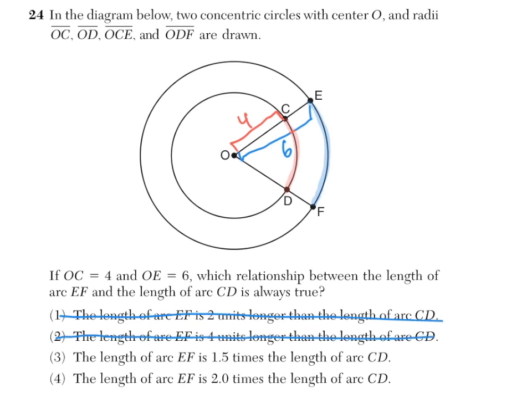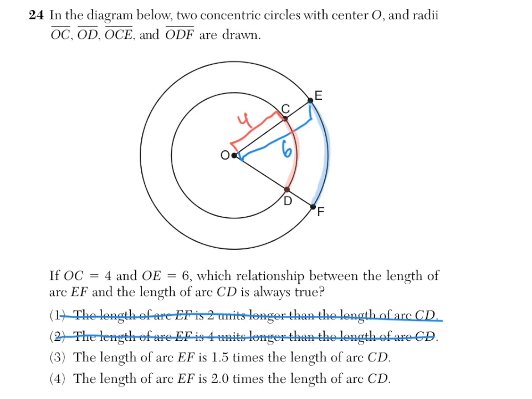But what might be true is option 3 or 4. Option 3 says the length of arc EF is 1.5 times the length of arc CD. So essentially that's saying the scale factor of EF to CD is 1.5, and option 4 says the length of arc EF is 2 times the length of arc CD, or a scale factor of 2. So how can we figure that out?